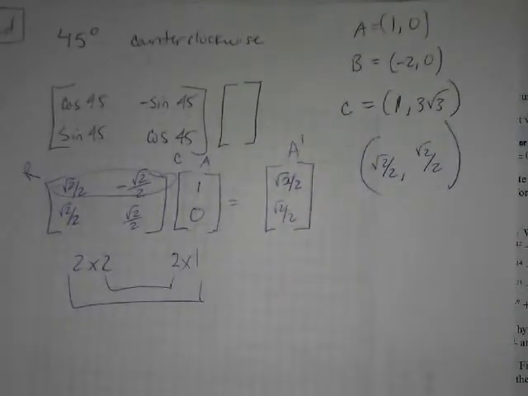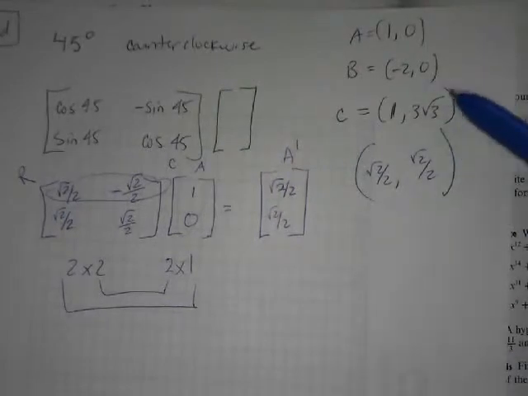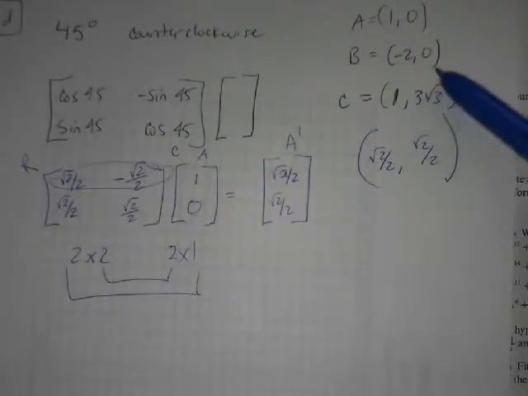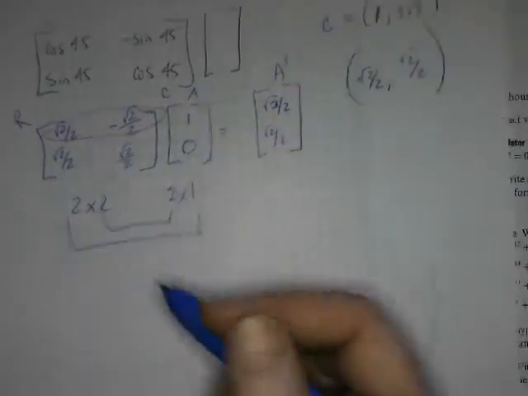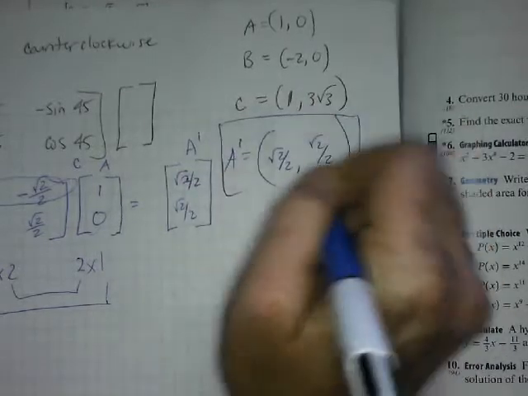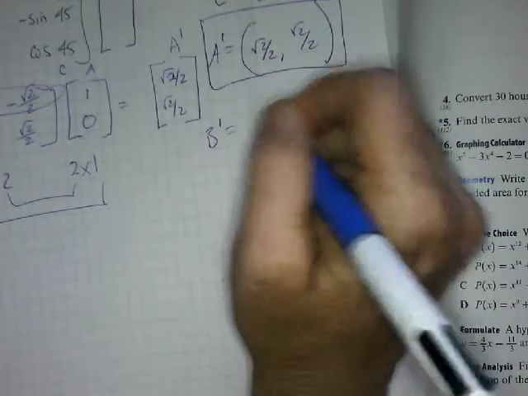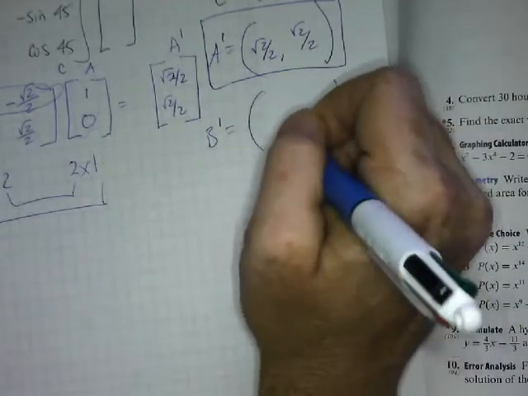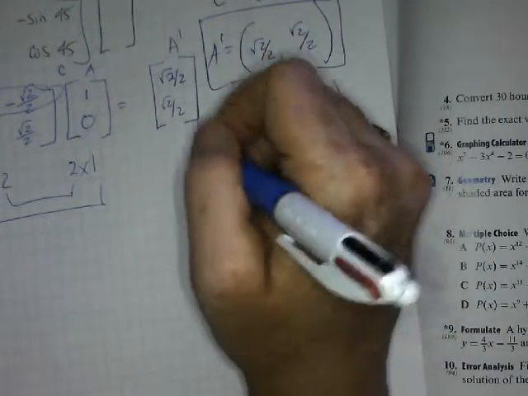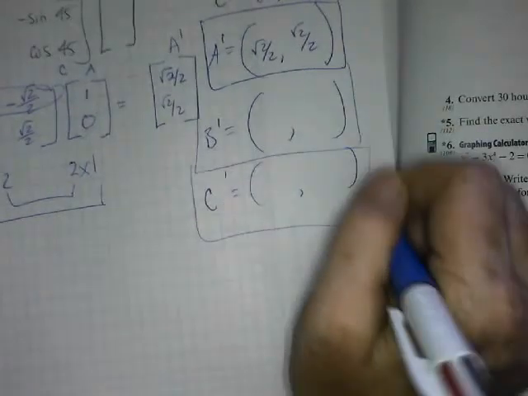Okay, so you can just do that over 2 more times with these two. I'm not sure if I want to. I guess I'll do it with B since I have more time on my video. So there's A prime. That's one answer. There's going to be 3 answers. B prime is going to be something, and C prime is going to be something. You find out the somethings by doing this matrix multiplication.